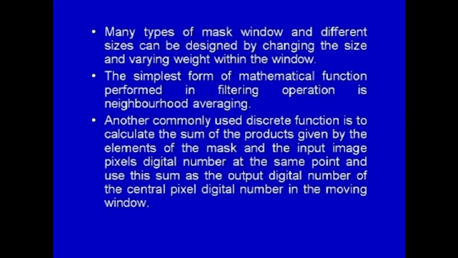Many types of mask windows and different sizes can be designed by changing the size and varying the weight within the window. The simplest form of mathematical operation performed in filtering operation is neighborhood averaging. Another commonly used discrete function is to calculate the sum of the products given by the elements of the mask and the input image pixels' digital numbers at the same point, and use this sum as the output digital number of the central pixel in the moving window.